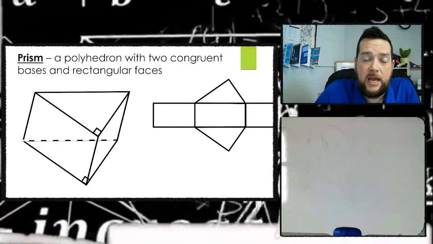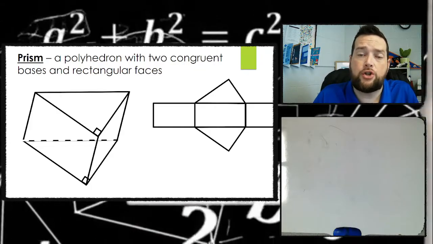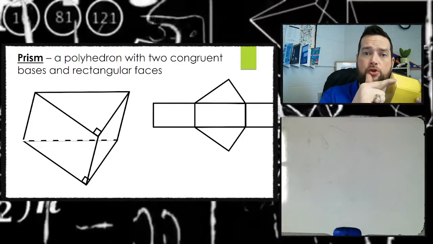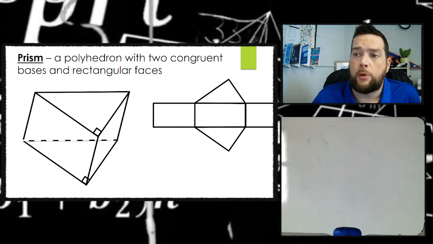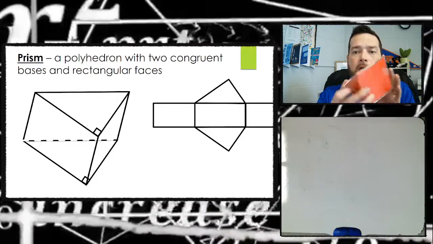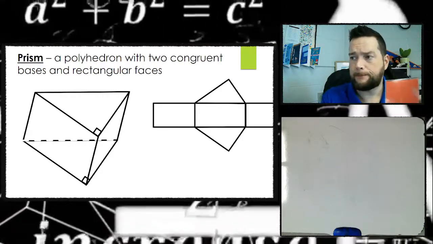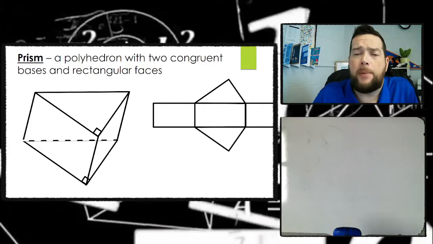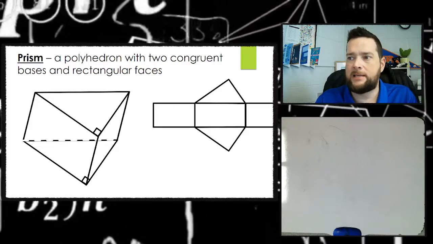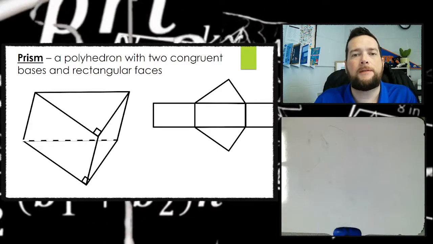Prisms are polyhedrons. So again, a polyhedron is a shape that has flat sides, straight edges, pointed corners. So prisms have flat sides, straight edges, and pointed corners. Here's an example of a prism right here. They are polyhedrons that have two congruent bases and then rectangular faces.